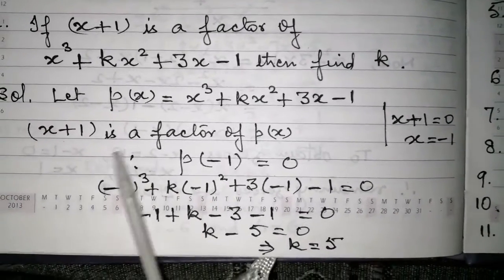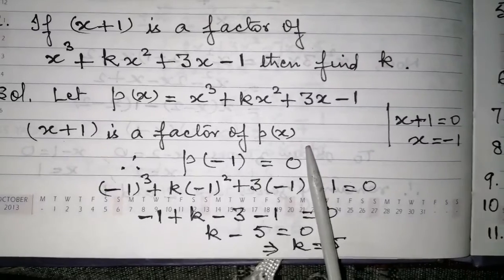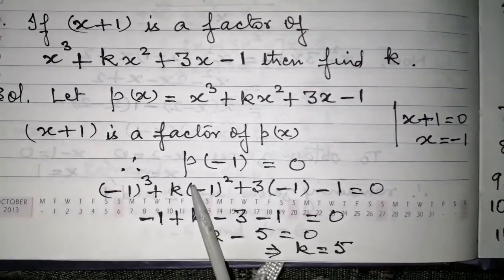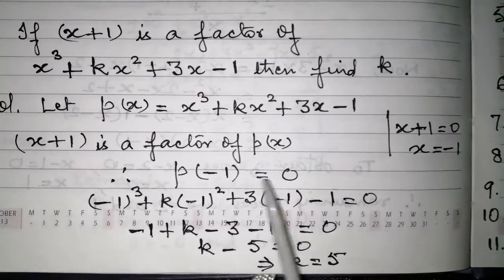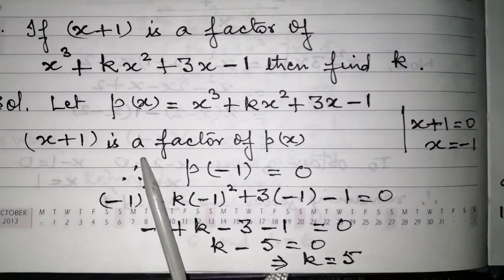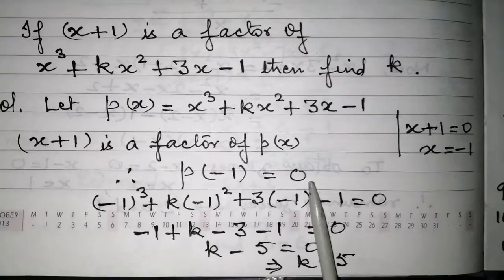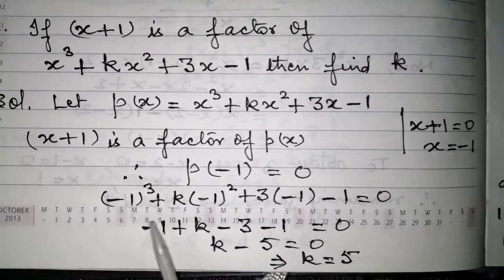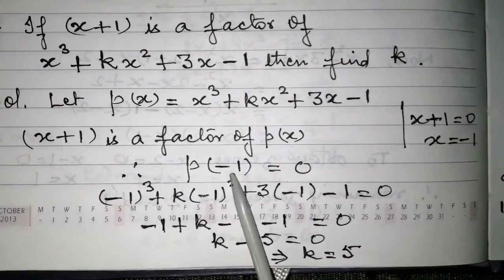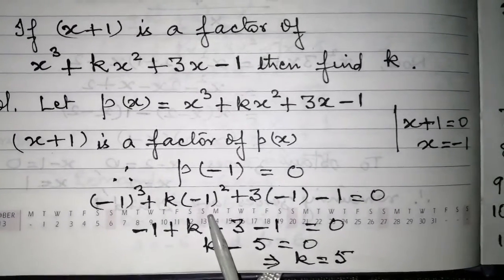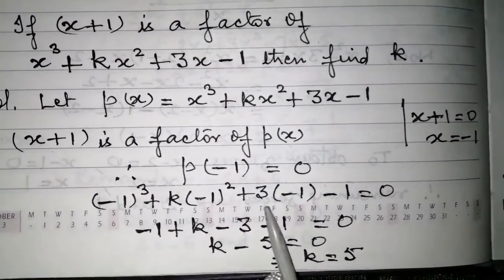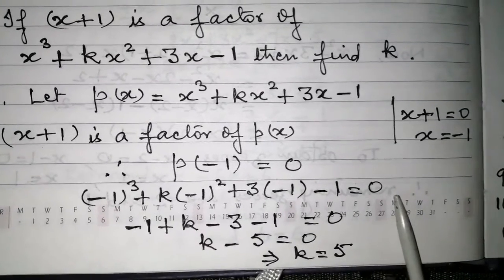Now see, x plus 1 is a factor of p of x. Therefore the remainder should be 0. That is, p of minus 1 is equal to 0. Remember, whenever a factor is given, we always take the remainder equal to 0. Now, wherever you have x, put x equal to minus 1 here. So you get cube of minus 1 plus k into square of minus 1 plus 3 into minus 1 minus 1 equal to 0.